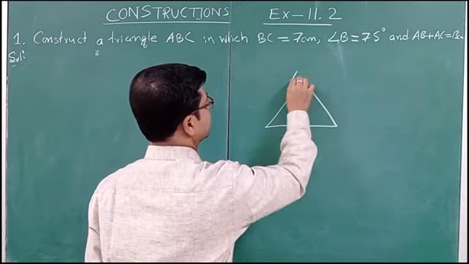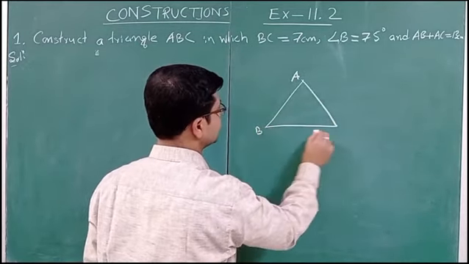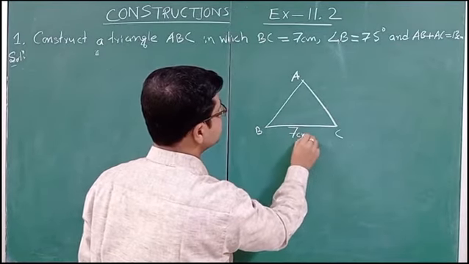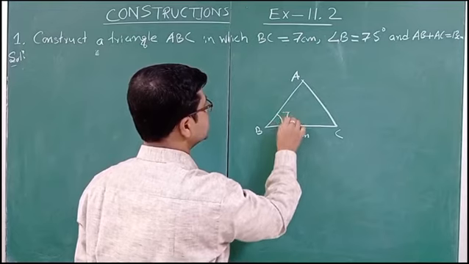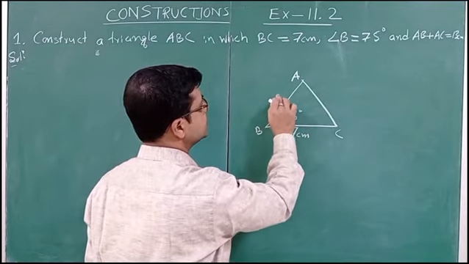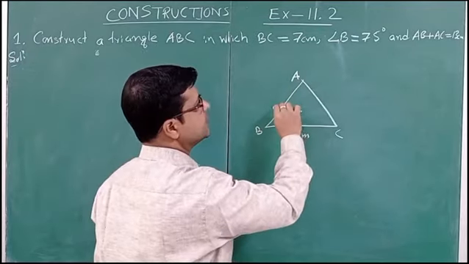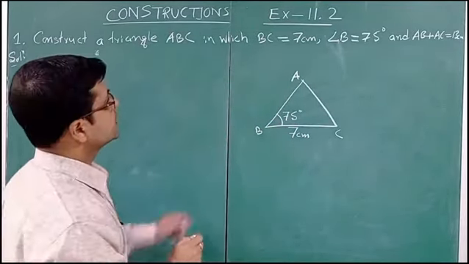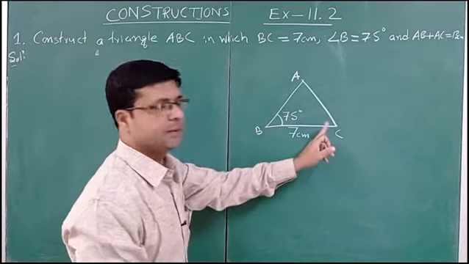Here this is a triangle ABC. This measurement of BC is 7 cm and this angle B is 75 degrees, and AB plus AC, that is the sum of these two, is 13 cm. Now let us start. At first let us draw BC equal to this 7 cm.